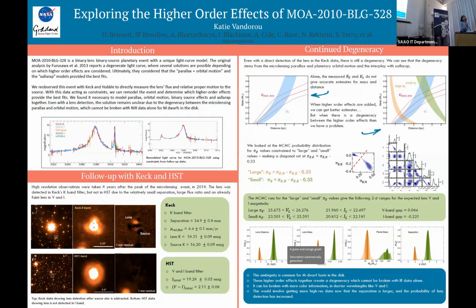So we're interested in seeing how additional data could help us constrain the physical parameters of these systems, and in particular, which shorter wavelengths would work best, and of course, how does this translate to Roman passbands? Thank you.